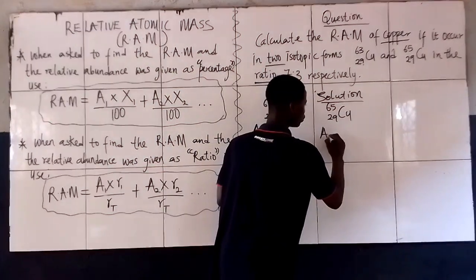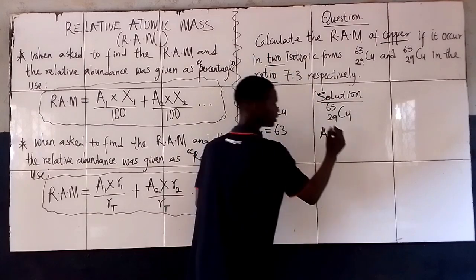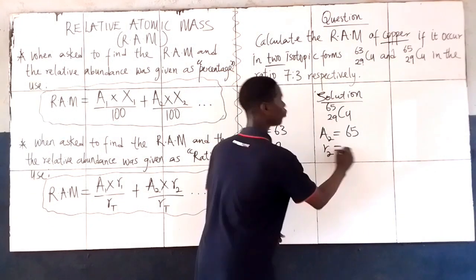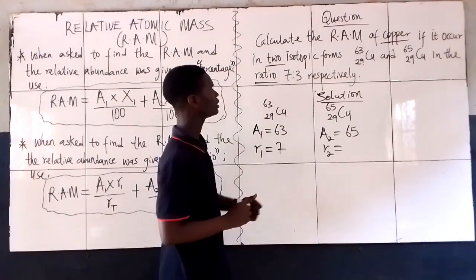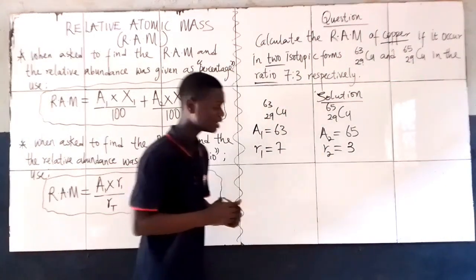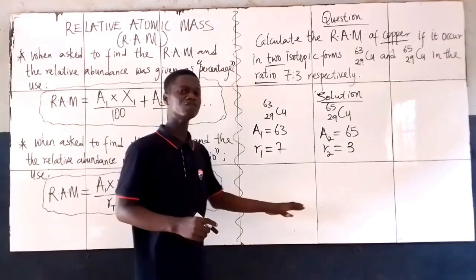Then the A2 for this is what? The one at the top is the atomic mass, 65. While the R2 for copper-65 is 3, because it's the second ratio, is it not? And now you have this.